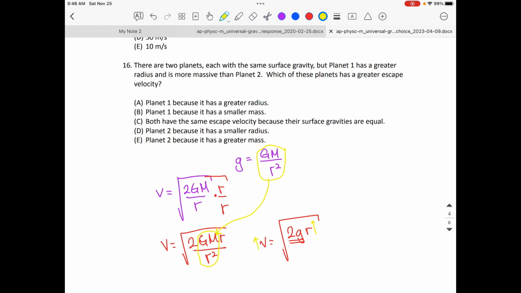And so planet 1 has a greater radius and therefore the greater velocity. So that would be A for your answer to number 16.